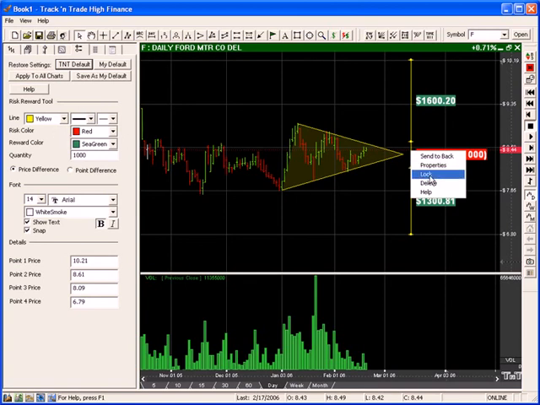We can lock this tool down so that you can't accidentally move it. And then if you don't want the tool on the screen anymore, simply hit the Delete key on the keyboard or press Delete.